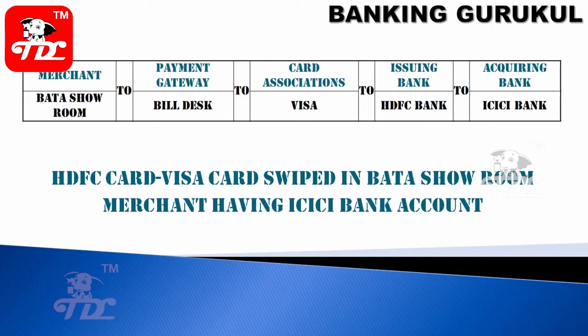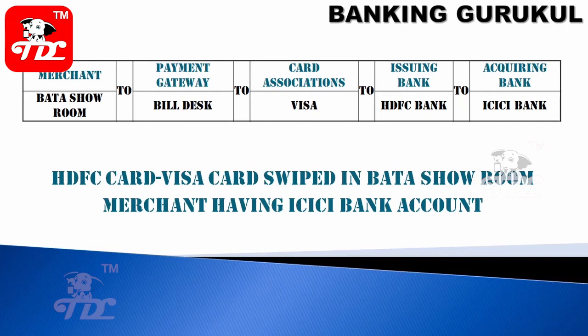Now when you swipe the HDFC card in the Bata showroom, the merchant having ICICI bank, first it goes from the Bata showroom to BillDesk, from BillDesk to the card association, whether Visa or Master. From there it goes to the issuer, and you get a reply from the issuer, successful, then it goes to the acquirer. So in the existing process, the swipe goes to the payment gateway, then to the card association, then to the issuer, where you get approval, and then it comes back to the acquirer bank. Only then is money transferred from the customer account to the merchant account.